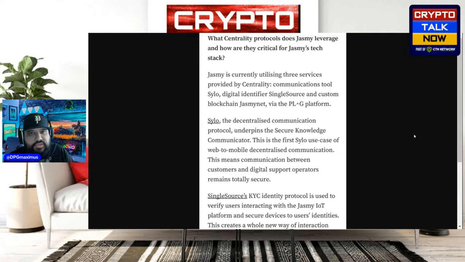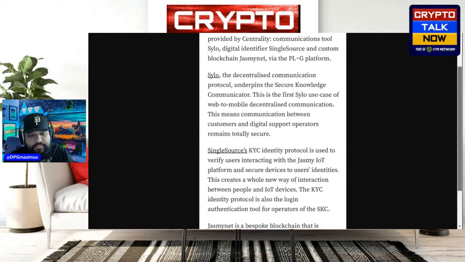Now, in regards to Silo, the decentralized communication protocol underpins the secure knowledge communicator. This is the first Silo use case. I'm going to call it Silo until somebody says it's actually called something else. I don't know how it's pronounced, to be honest. This is the first Silo use case of web to mobile decentralized communication. This means communication between customers and digital support operators remains totally secure.